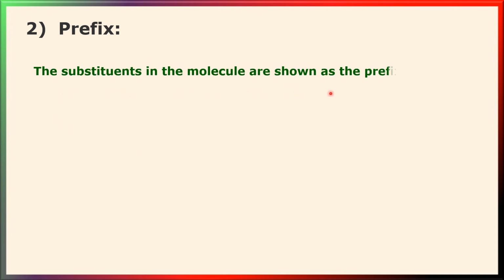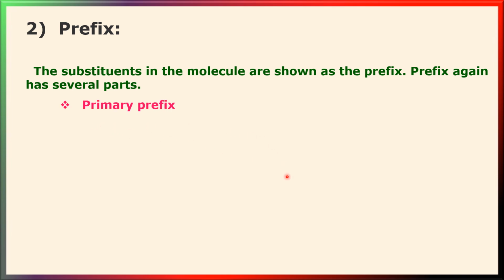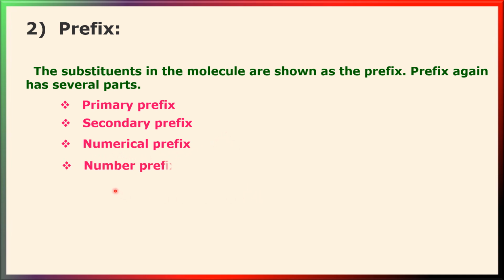And the second part of the IUPAC name is prefix. What is prefix? You see here. The substituents in the molecule are shown as the prefix. Prefix again has several parts. Primary prefix, secondary prefix, numerical prefix. This numerical prefix is also called as the numerical designation, number prefix. Okay, so number prefix is also called as simply number, and let us study one by one.